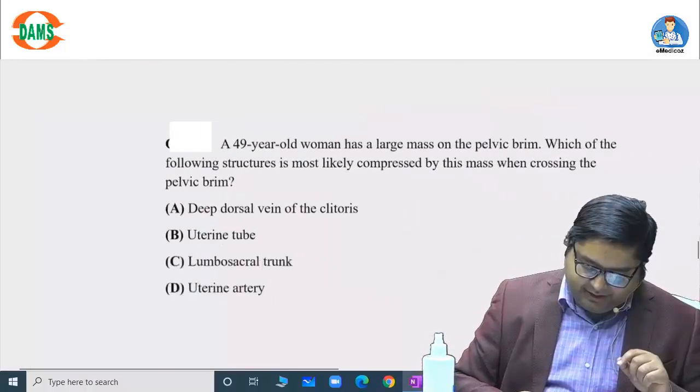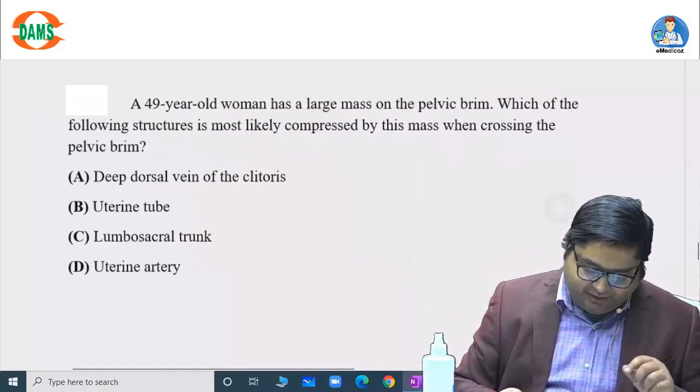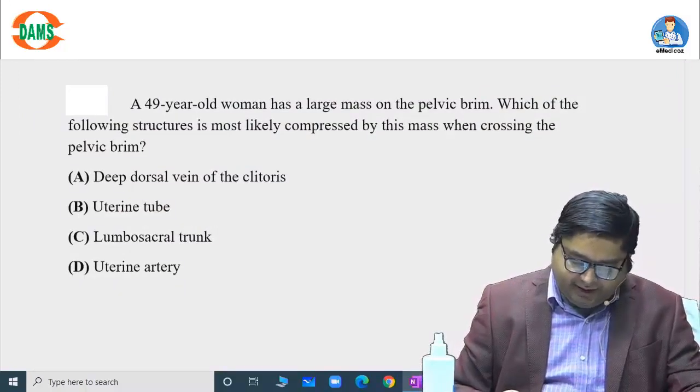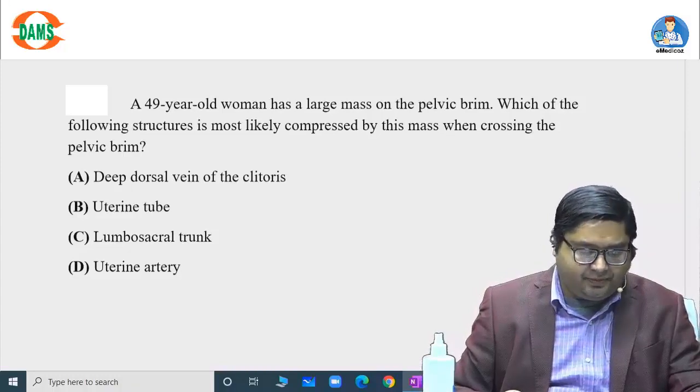A 49-year-old woman has a large mass on the pelvic brim. Which of the following structures is most likely compressed by the mass when crossing the pelvic brim?